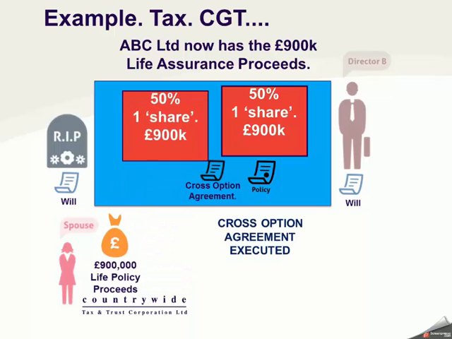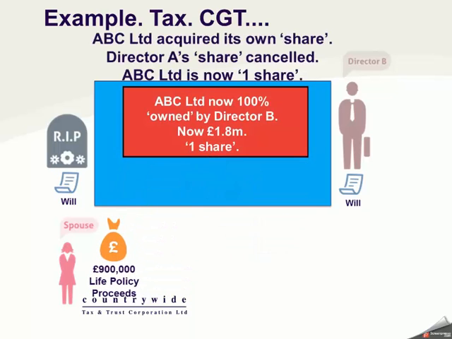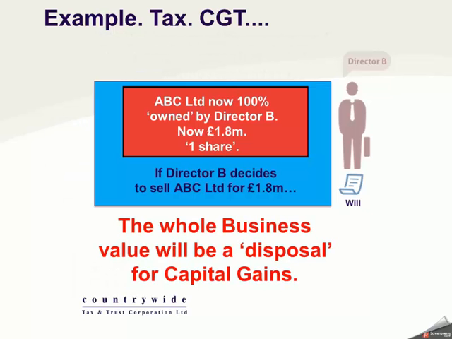We now have the cross-option, so Director B has acquired Director A's share from Director A's spouse, and as stated there, the business of 1.8 million is now owned by Director B, and the £900,000 life policy proceeds are now with the deceased spouse. So looking solely at the CGT issue, Director B says I'm now going to sell my business, and as it says there, the whole business is going to be subject to the disposal for capital gains tax.